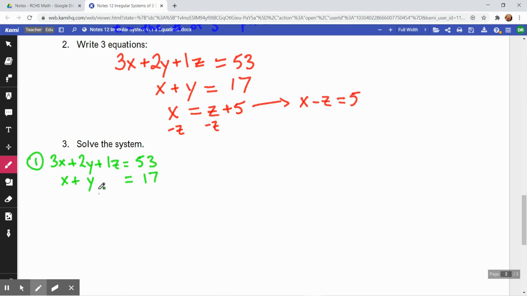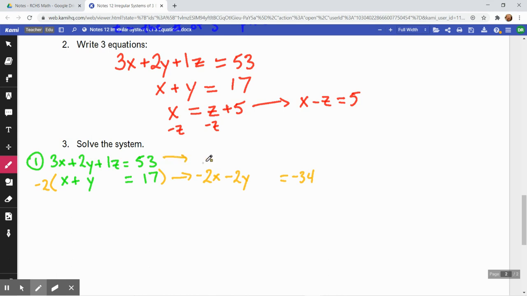And I'm going to cancel the variable y because this other equation we have does not include the variable y. So if we want to cancel y, we do need to multiply here. And if we multiply this equation by -2, we should be fine. So let's write what this is going to say. It's going to give us a -2x minus 2y equals -34, which is what we get from -2 times 17. So we multiply by -2.